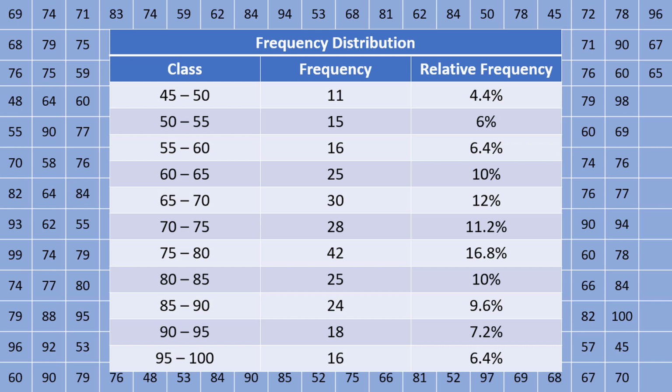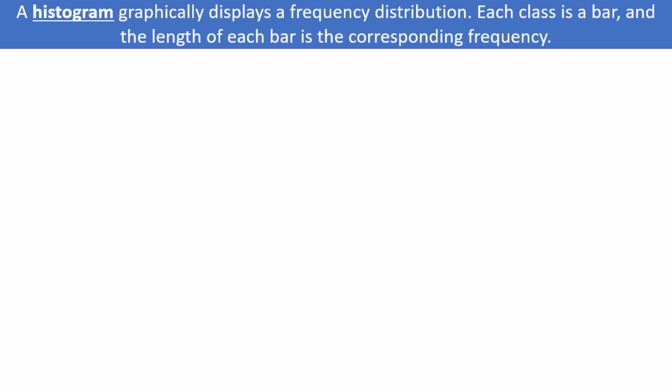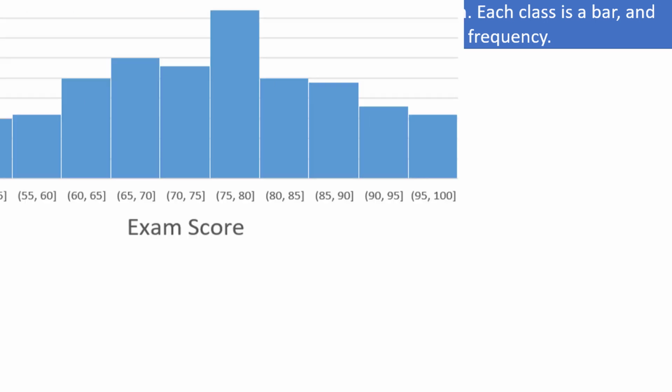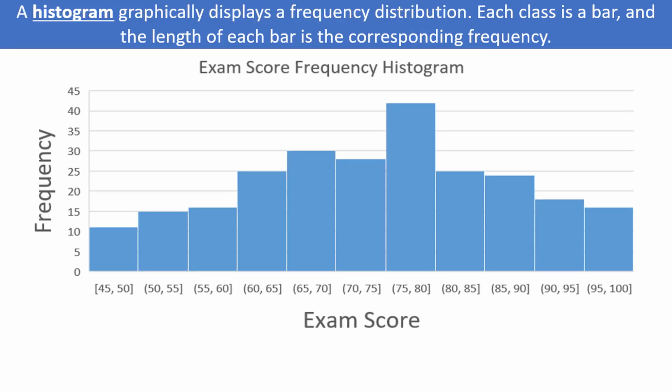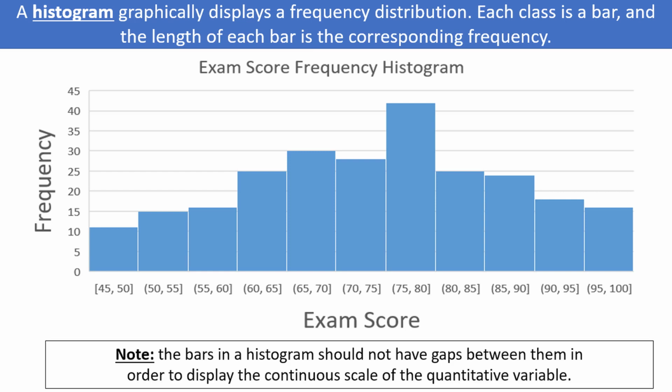Once you have a frequency distribution, you are ready to create a histogram. A histogram is simply a graphical display of a frequency distribution. Each class is a bar, and the length of each bar is the corresponding frequency. Here is the histogram for our 250 exam scores. There are 11 bars because there were 11 classes in the frequency distribution, and the height of each bar is the frequency. Note that in a histogram, there should not be gaps between the bars to represent the continuous nature of the numbers on the horizontal axis. Now that we have created a histogram, it helps us make some important observations about the data.